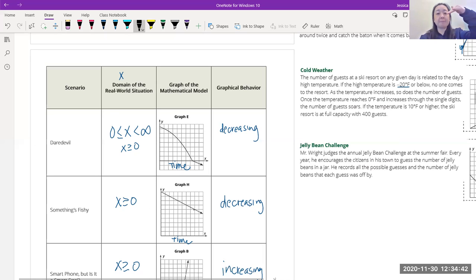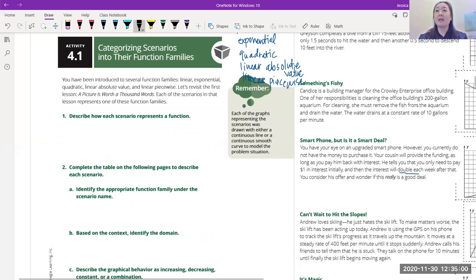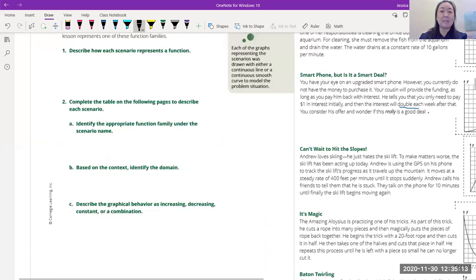All right, and something's fishy. Remember, we're decreasing. We're letting Candace, I think it was, let out the water until it goes to nothing. We don't have that information, so I don't know when it decreases and when it stops. It doesn't tell us in the story. Oh, well, actually we can figure this out. It's a 200 gallon tank and it drains at 10 gallons per minute. So it's 200 divided by 10, which is 20. So that's just 20 minutes.